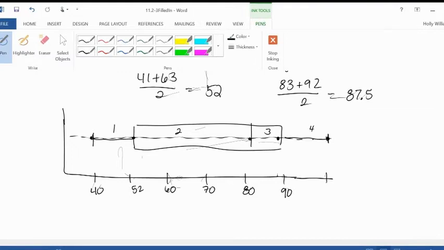How much is a quarter in terms of cents? 25 cents. So if each one of those is a quarter, each part represents 25% of the data. So each part is 25% of your data.